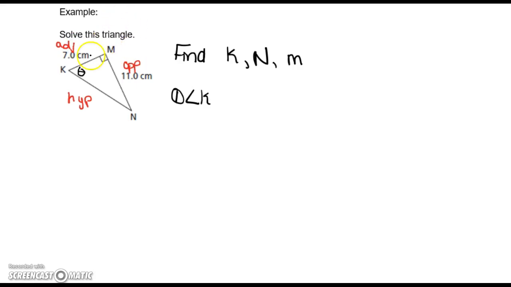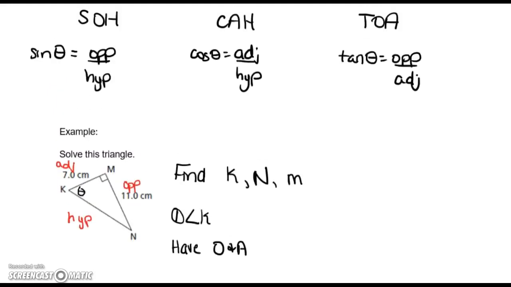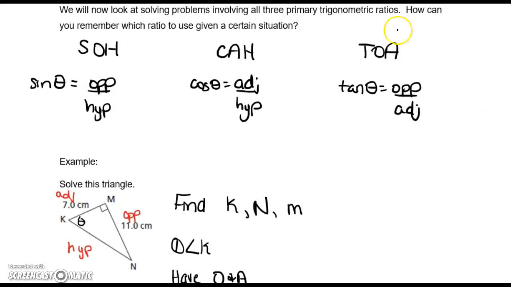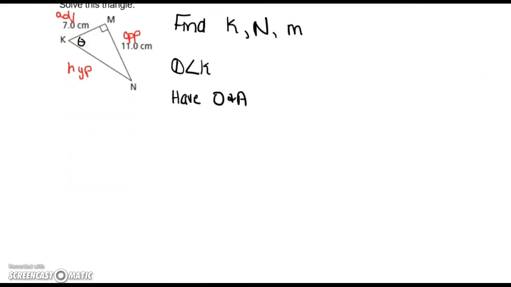So to find angle K, we're working with our opposite and the adjacent. So here we have O and A. What we want to do is look for the ratio that has an O and an A in it. So looking at SOHCAHTOA, tan of theta has opposite and adjacent. So that means we're going to use the tan ratio to solve.